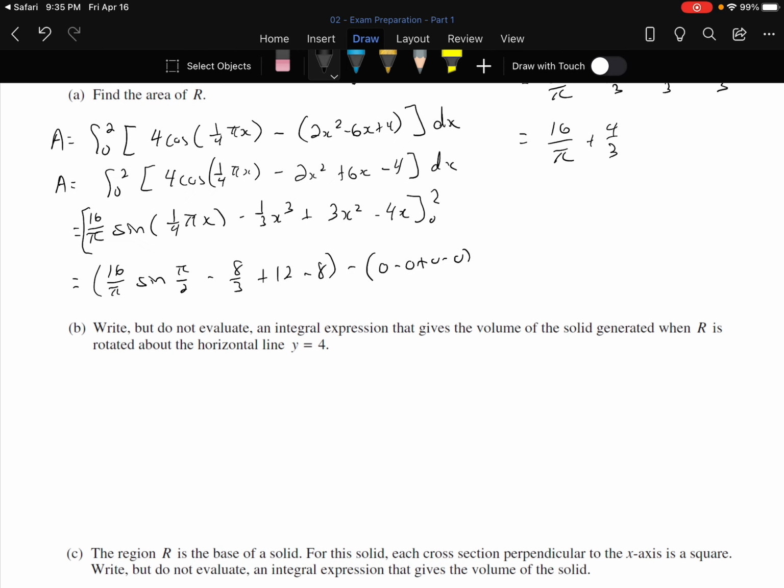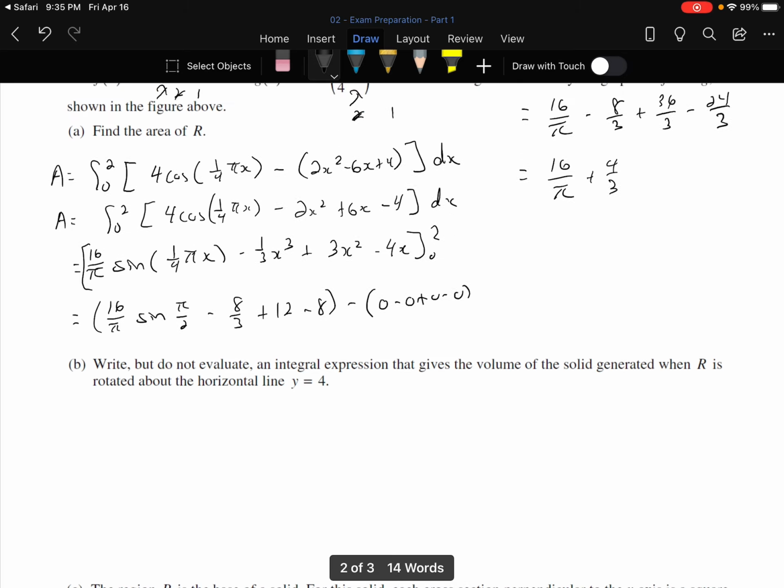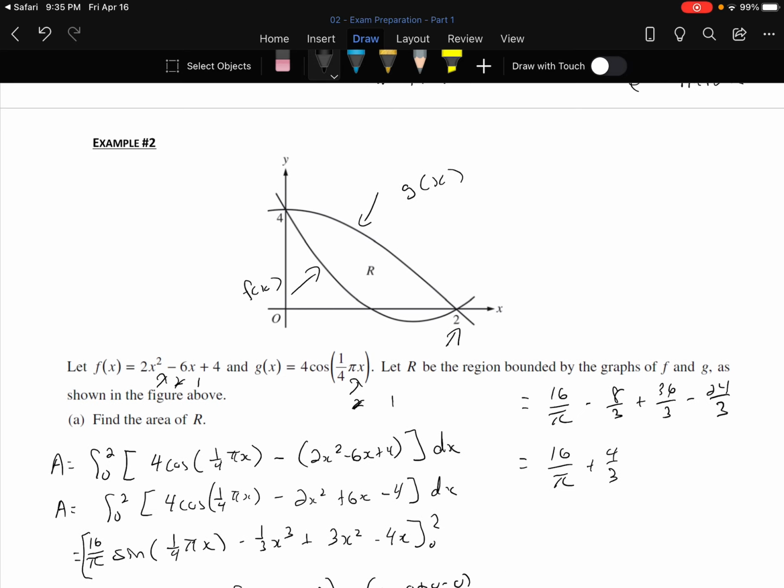Next, write but do not evaluate an integral expression that gives the volume of a solid generated when R is rotated around the line y equals 4. Now, a lot of the regular rotations you see will be rotated around the x-axis. This one's rotated along the line y equals 4, which isn't a big problem. It's still just a washer question.